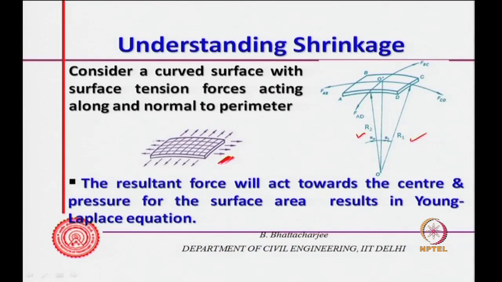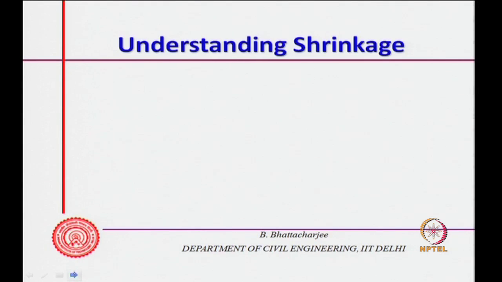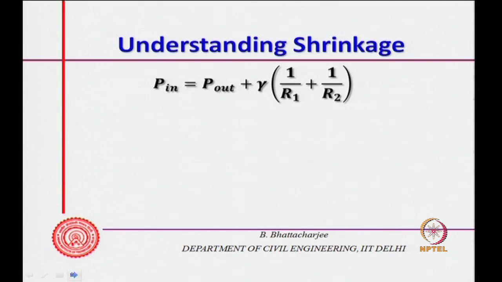So, the unit of surface tension is force per unit length, multiplied by the length of the perimeter, and finding the resultant force, one can show for the unit area that P inside is equal to P outside plus this term. So, P in is always higher inside, that is, on the concave side, than P outside.